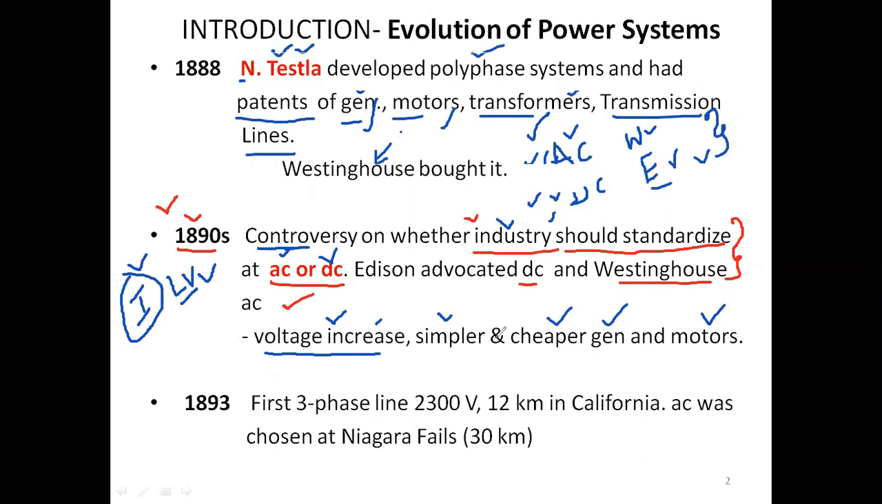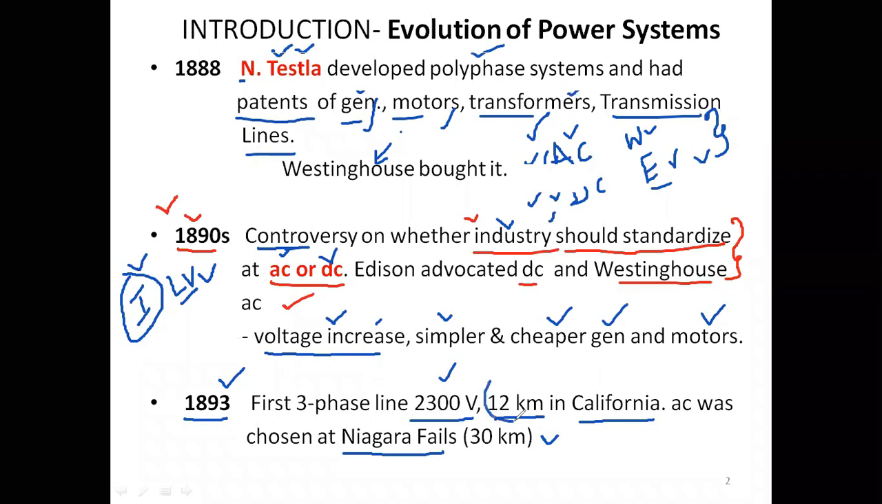In the 1890s, more people started using AC than DC. So slowly AC was on the rise, and DC was phased out. In the year 1893, the first three-phase line, operating at 2.3 kV and 12 kilometers long, was built in California. It was chosen near Niagara Falls, away from the Niagara Falls at a distance of 30 kilometers. It was operating at 2.3 kV.